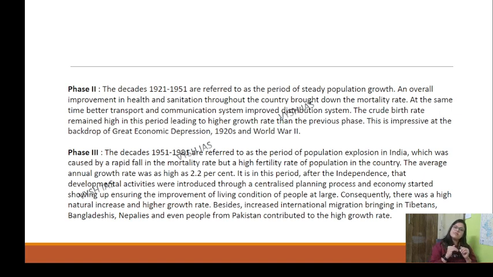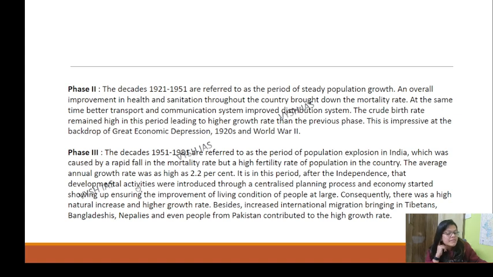When we talk about phases of growth, just remember two things: birth rate and death rate. Mortality is the death rate, fertility is the birth rate. So what happened? The death rate was decreasing and the birth rate was increasing. So this was basically a population explosion. Population exploded, it increased like anything. Explosion, not the blast thing.